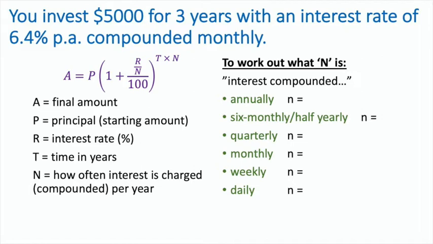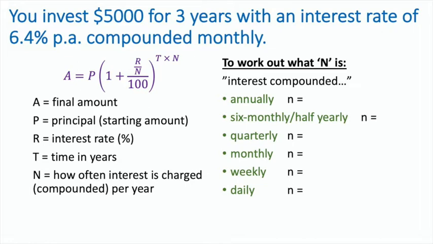T, instead of just writing time, make sure you've written time in years next to it because that's really important as well. Now, N. N means how often interest is charged per year. So write that down. Then this table on the right-hand side will help you calculate N. Again, it's a fair bit of writing to do now, but once you've got this in your notes, you'll just look back to this for every single question and it takes you straight to all the information you need so that your calculator can do all the work for you.